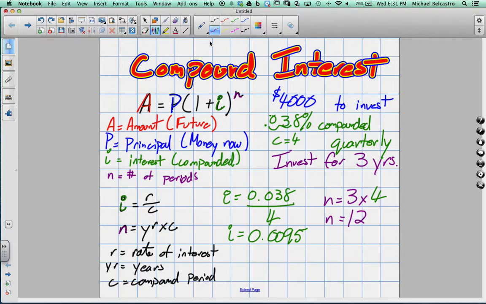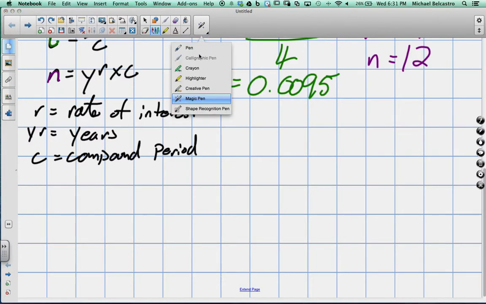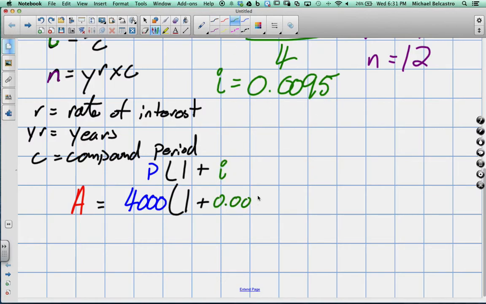Okay, so we have all that information, so we can now plug it into our equation. So I'm going to scroll down a bit, and I'm going to plug it in from memory here. We're trying to find what our future amount is, so we still don't know what A is. Our principal we said was going to be $4,000. Okay, so that was our P times 1, and that's right, times 1 plus I. We already calculated I. It's that value there, 0.0095, to the power of N. And N we already calculated to be 12.